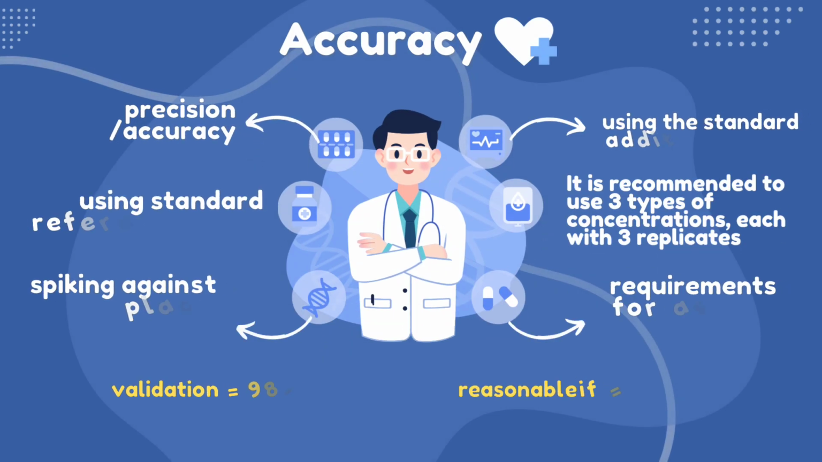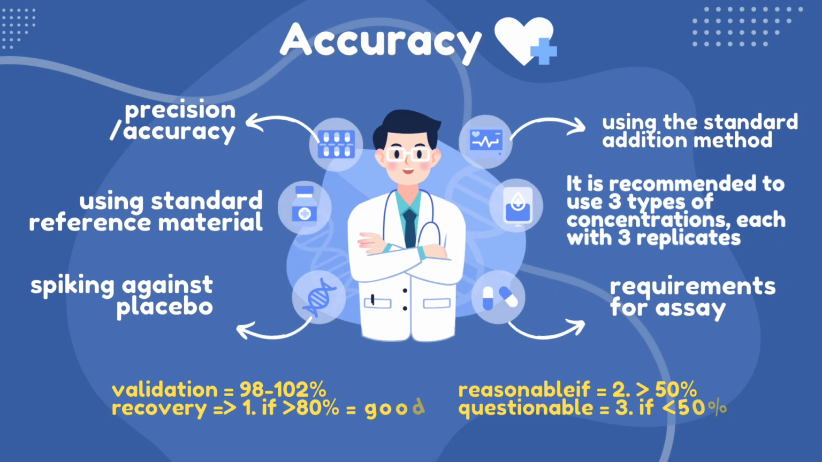Accuracy: 1. Precision and accuracy. 2. Using standard reference material. 3. Spiking against placebo. 4. Using the standard addition method. 5. It is recommended to use 3 types of concentrations, each with 3 replicates. 6. Requirement for assay: 98 to 102% is valid. Recovery: greater than 80% is good, if reasonable, 65%, questionable if 50%.